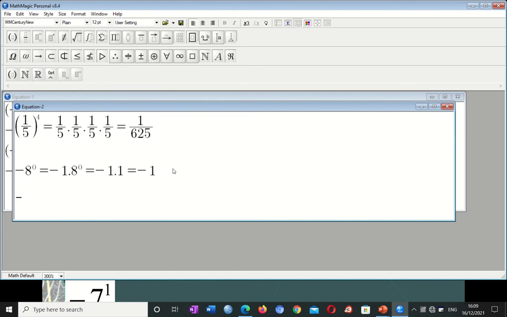So if it is like that, minus 8 in brackets, to the power 0, then my answer is 1. Yes, that's important. This is a good thing. You can take a photo or you can write it.